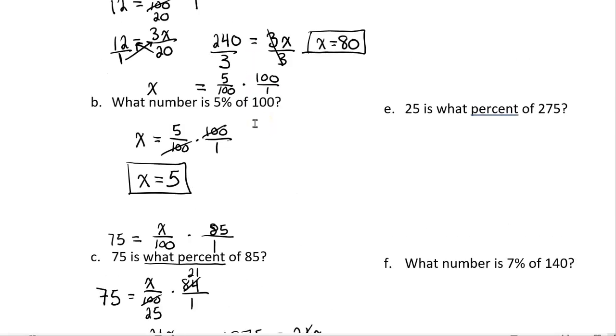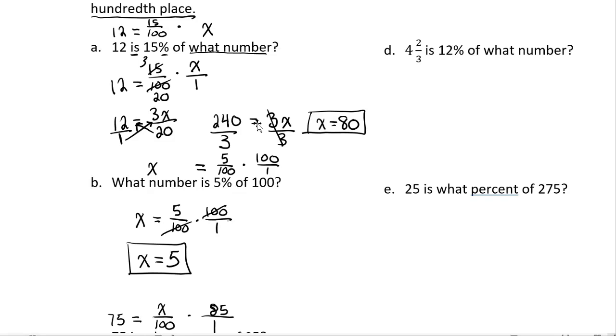All right, go ahead and pause the video and try C, D, and F, and then go ahead and turn it back on. All right, so because we are dealing with multiplication and division in these problems, I have to convert that mixed number in D to an improper fraction. We're getting nice practice of doing these. So we have 3 times 4, which is 12, plus 2, which is 14. So that becomes 14 over 3 is, now we have 12% of what number?